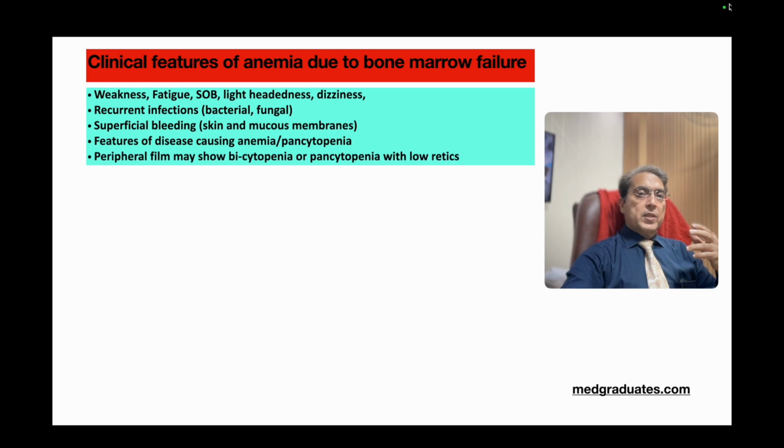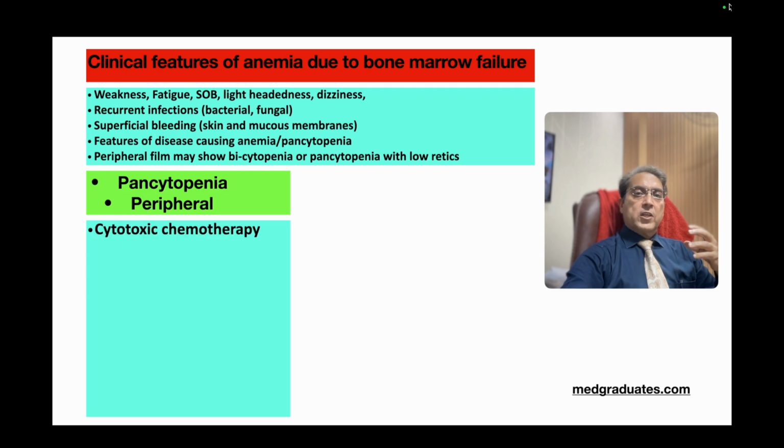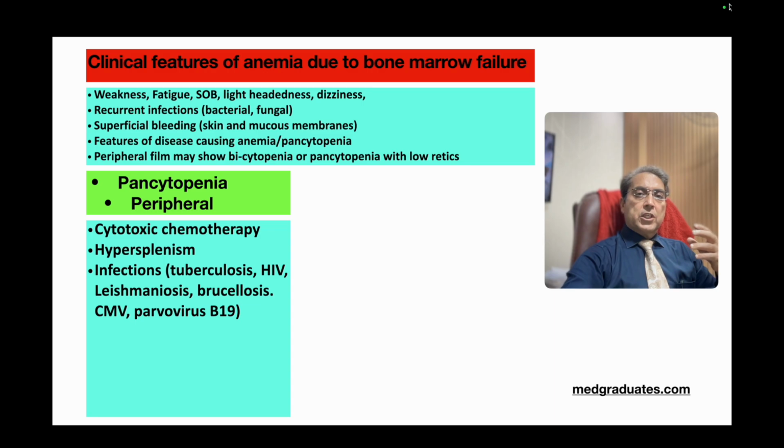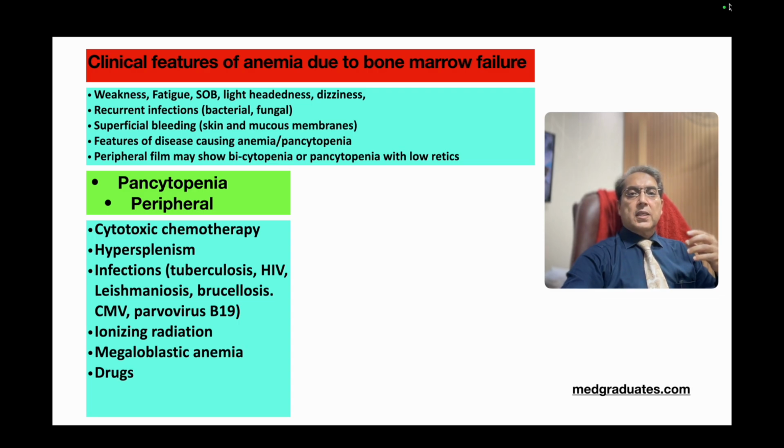When you see the peripheral film, there's bicytopenia or pancytopenia, and there are very low or no retics. This is classical in bone marrow failure. Now, this pancytopenia can be produced by conditions other than bone marrow failure. For example, peripheral pancytopenia may be a result of cytotoxic chemotherapy, hypersplenism, infections like tuberculosis, HIV, leishmaniasis, brucellosis, CMV, parvovirus B19, and then ionizing radiation can do that. Megaloblastic anemia is one. Drugs, and finally, autoimmune disorders like SLE can cause it.